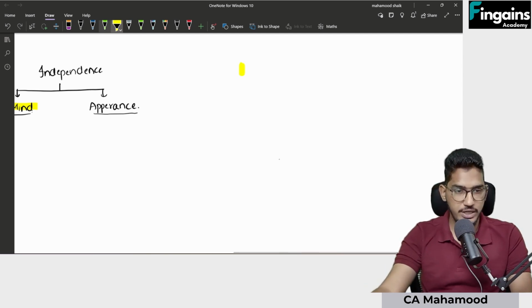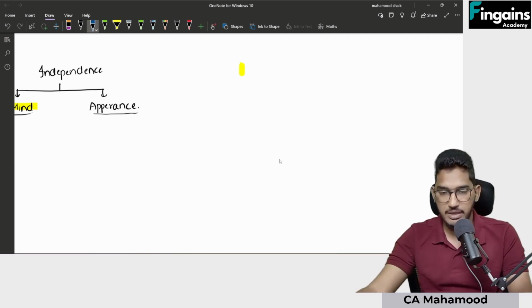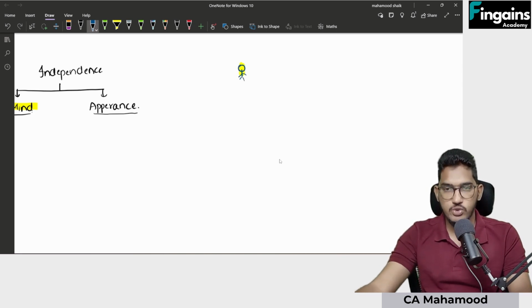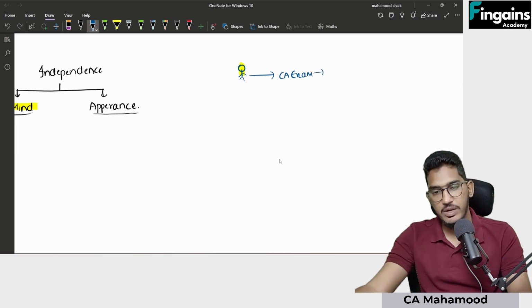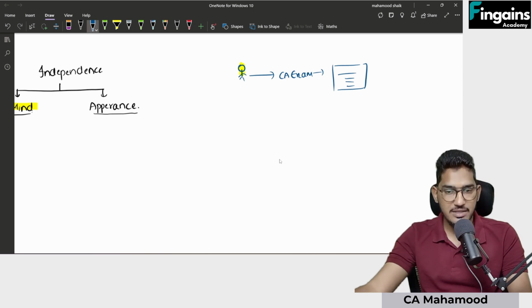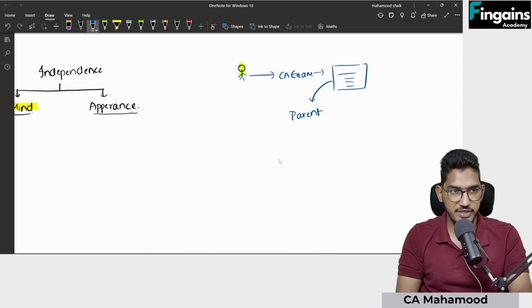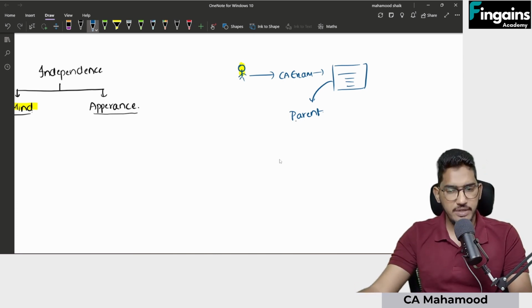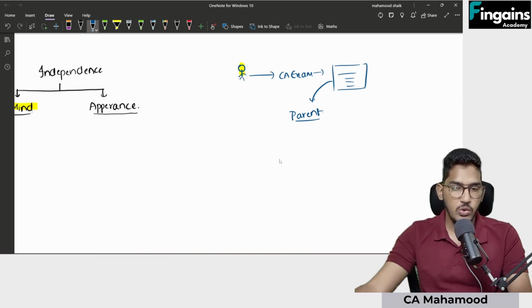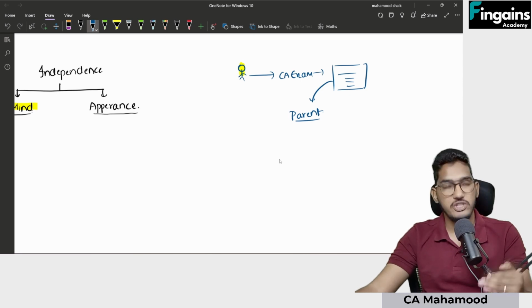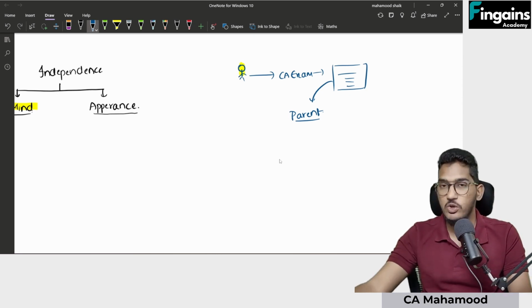Assume you are a student. You have written the CA Inter exam. Your answer sheet has been given to your parent for the purpose of verification. Now, your parent is a very honest, sincere person. He or she has made an agreement in mind that, okay, this answer sheet might belong to my child.